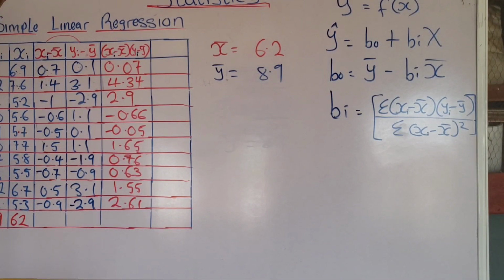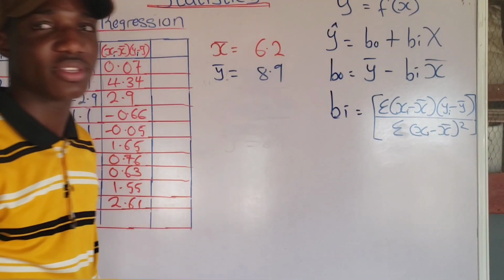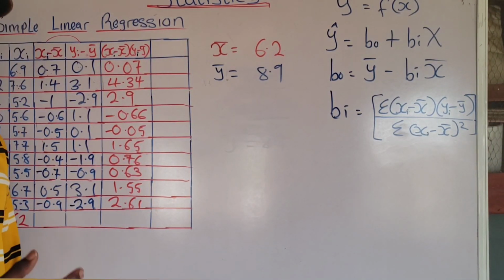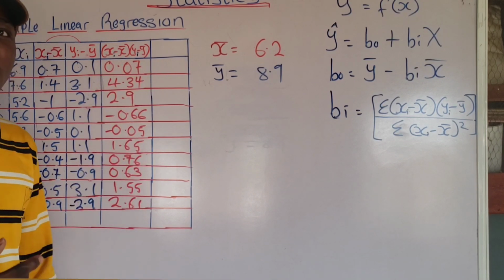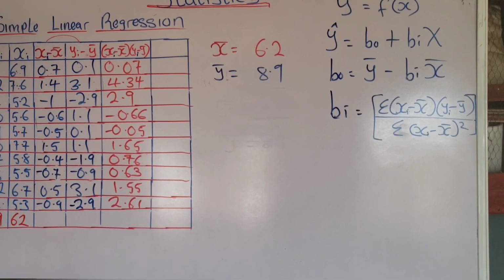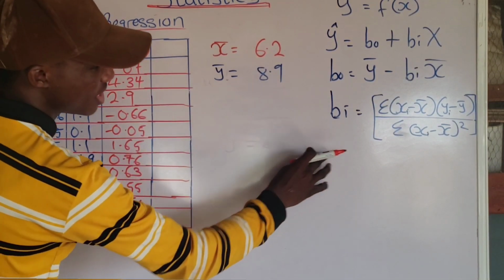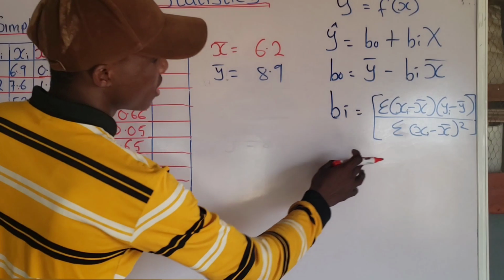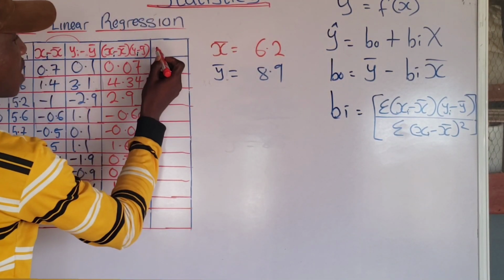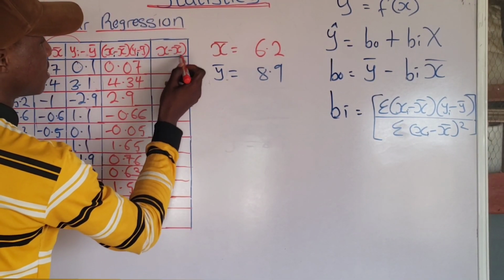The denominator says x minus x bar squared. That is, we should square the difference between the values of our x and the mean value of x. The differences between the values of x and the mean value of x are these values. So I'm going to square all these values to get the denominator. The denominator is x minus x bar squared.